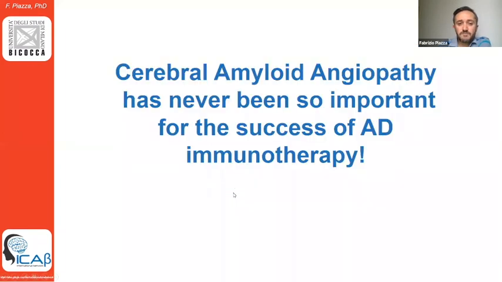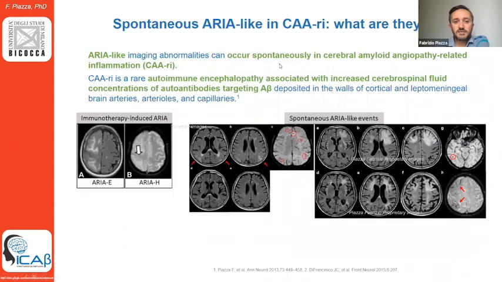So this points the attention to cerebral amyloid angiopathy. And in my opinion, cerebral amyloid angiopathy has never been so important as today for the future success of these anti-A-beta monoclonal antibodies, so for immunotherapy of AD. And the reason why is that in the recent past, we demonstrated that ARIA-like imaging abnormalities can also occur spontaneously in patients that are affected by cerebral amyloid angiopathy related inflammation.